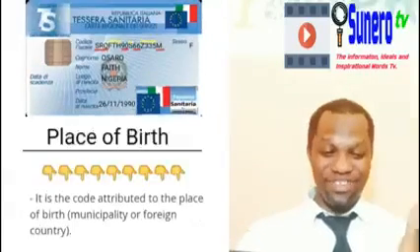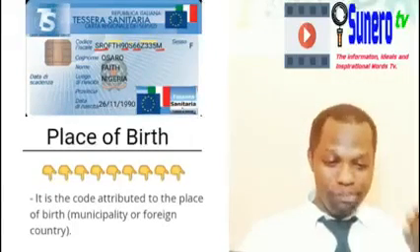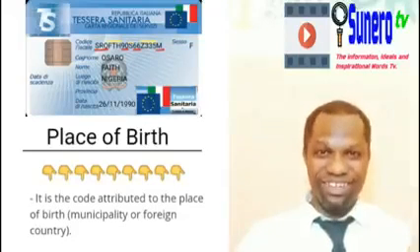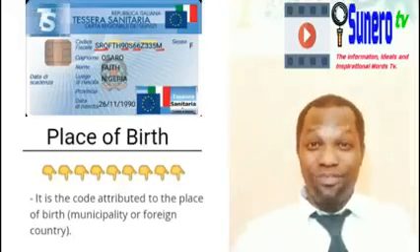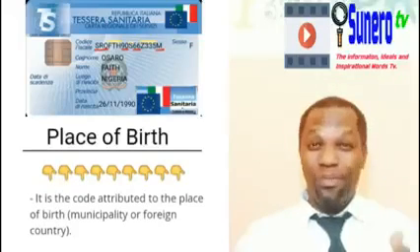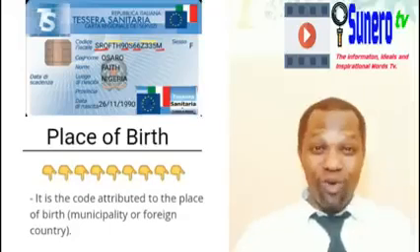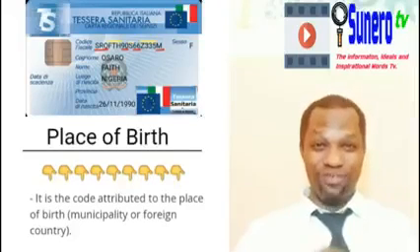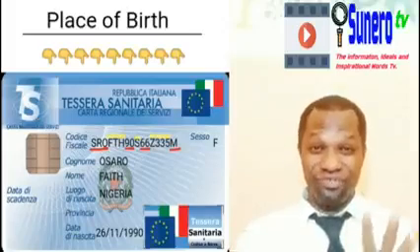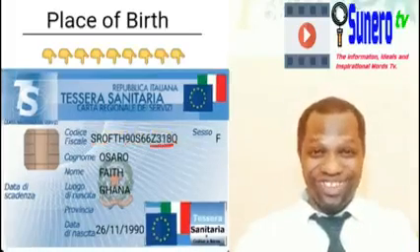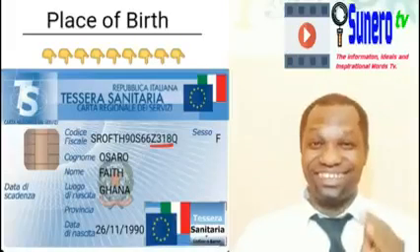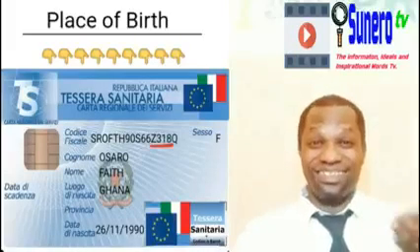It says place of birth. It is the code attributed to the place of birth, municipality or foreign country. So if the person was born here in Italy, people that are born in Milano, they have their own code. People that are born in Rome, they also have their own code. Foreigners as well, they also have their own code. Even other foreigners like Nigeria, I said, is Z335. Whereas for those in Ghana, when I also did that of Ghana, it's going to be Z318. So other nationalities, that's how it continues.